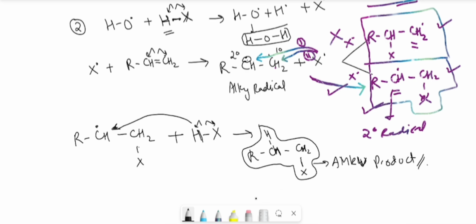So this is the mechanism of this reaction. I hope you have understood. This was simply the concept of the reaction. We'll do more questions on this reaction, which have been asked in the examination and which will be asked in the examination. So stay tuned and be with me.